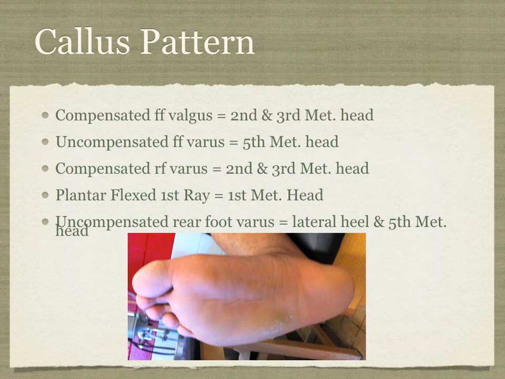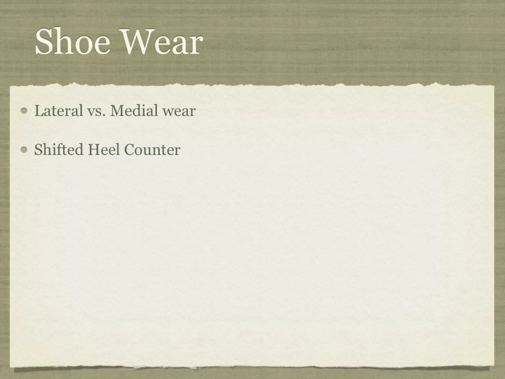Compensated rear foot varus, there are often calluses under the second and third met head. Plantar flexed first ray, you'll see a callus under the first metatarsal head. An uncompensated rear foot valgus, you'll see the callus on the lateral heel and on the fifth met head. So you can say this patient might have an uncompensated forefoot varus or an uncompensated rear foot varus based on his callus formation. Shoe wear is also evident.